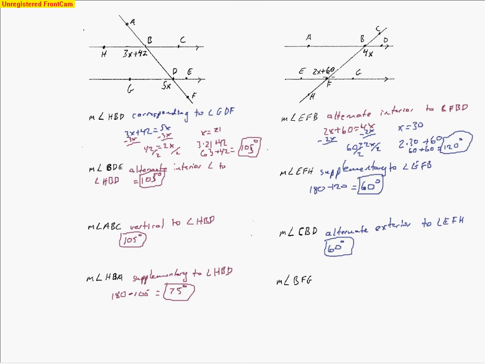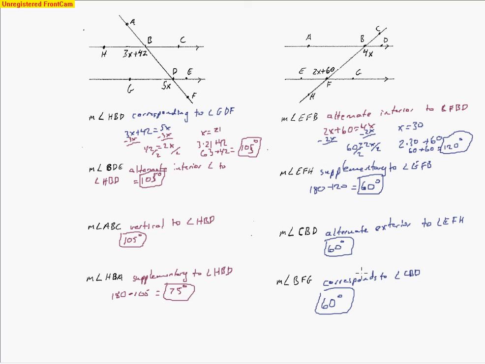BFG. So BF. Let's see, where's my F there? There it is. G. This little angle right here. Well, it corresponds to CBD. So we'll say corresponds to angle CBD. So again, BFG corresponds to CBD. Since they've got parallel lines and a transversal, that means they're exactly the same. 60 degrees would be our answer.